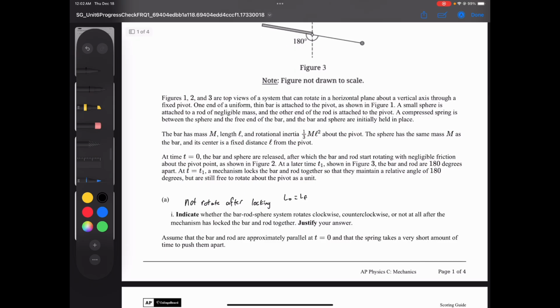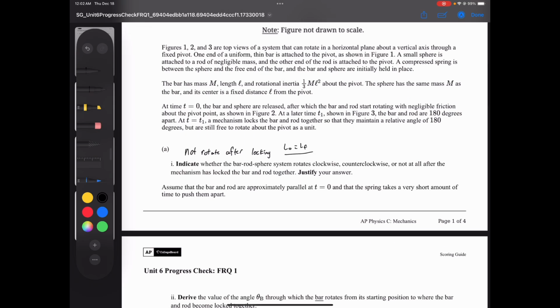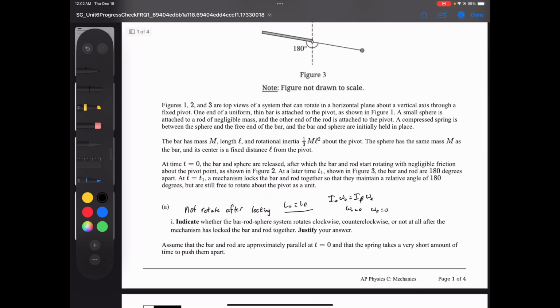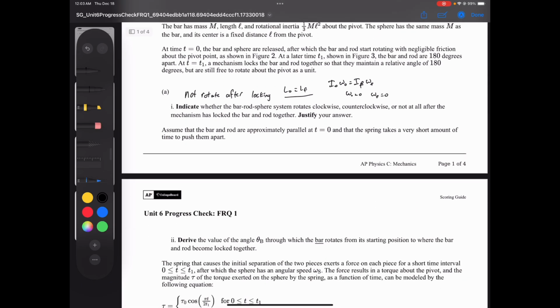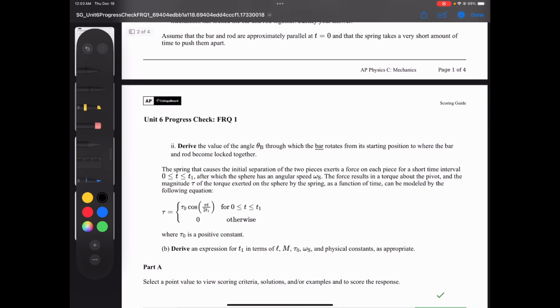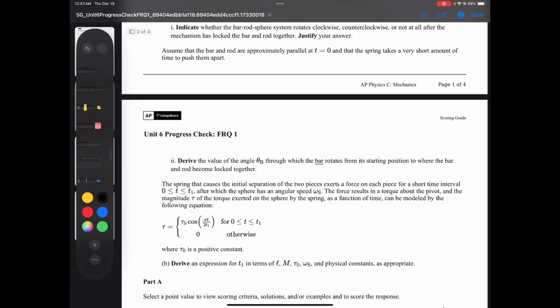That's basically the answer for this problem: the initial angular momentum was 0, therefore the final angular momentum is 0. That's just I naught omega naught equals I_f omega_f, and because omega naught is 0, omega_f has to be 0. They have equal and opposite angular momentum while they're rotating, and as soon as they lock together, they will no longer rotate. Assume the bar and rod are approximately parallel at t equals 0, and the spring takes a very short amount of time to push them apart.